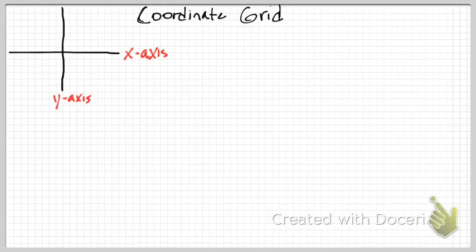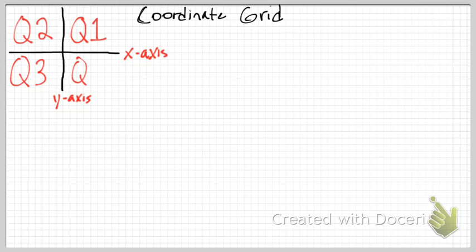Yes, Dakota? It goes like the top left is 1, the top right is 2, the bottom left is 3, and then the bottom right is 4. The top right is the first quadrant. It's Q1. You're almost right. The top left is your quadrant 2. The bottom left is your quadrant 3. And the bottom right is your quadrant 4. I just wrote down Q. Okay. Right. It's quadrant 1, 2, 3, and 4.